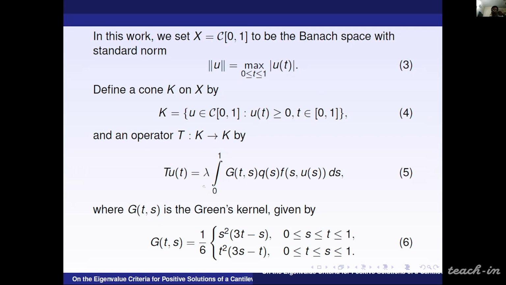T of u(t) equal to lambda times the integral from 0 to 1 of G(t,s) q(s) f(u(s)) ds, where this G(t,s) is the Green's function. It is given by 1 by 6 s square into (3t minus s) for 0 less than or equal to s less than or equal to t less than or equal to 1, and t square into (3s minus t) for 0 less than or equal to t less than or equal to s less than or equal to 1. Then it can be seen that a fixed point of this operator T, suppose Tu equal to u, equal to lambda times the integral from 0 to 1 of G(t,s) q(s) f(s, u(s)) ds with this Green's kernel, satisfies the boundary value problem we consider there. That is equation 1.